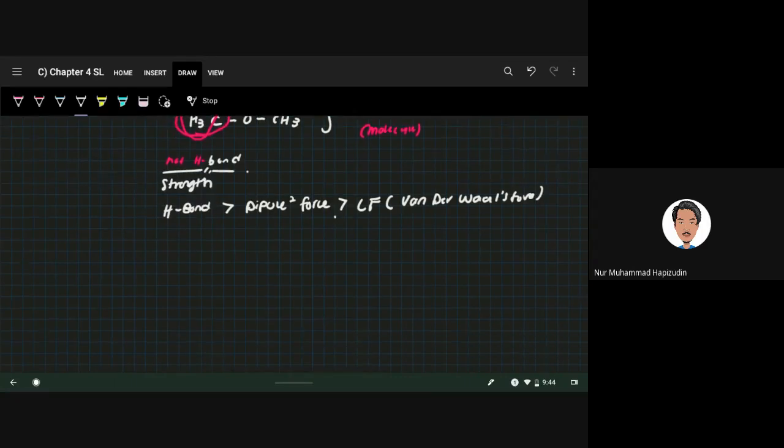When we talk about strength, what does it mean? Melting point for hydrogen bond is high, and melting point for London force is low. Understood? Boiling point for hydrogen bond is high, dipole force is middle, and London force boiling point is low. Remember that. What else can we relate? Strength is low.